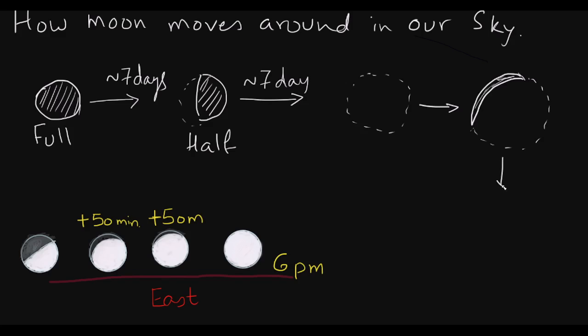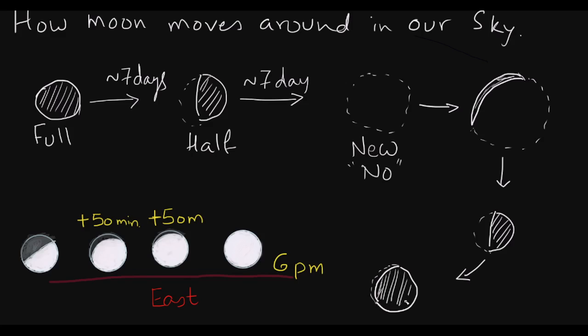And again it increases, and after about 7 days from the new or no moon, let's say, you again get into the half moon phase when you see only half of the moon. Then you see another phase which is called the gibbous phase, which is more than half but less than the full. And then you go back all the way to the full moon stage.